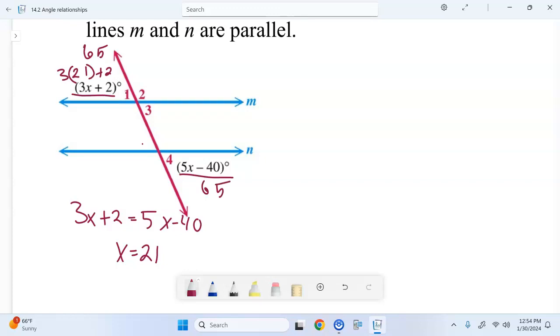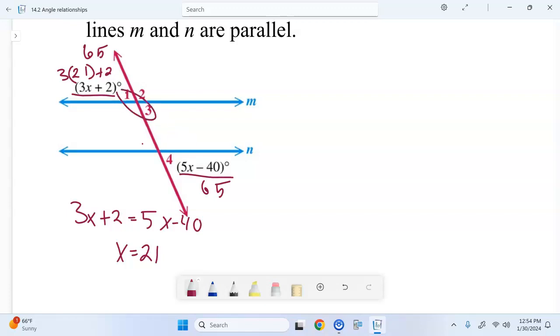Are there any other angles that will be 65? 3. Why 3? What do we call those types of angles? Corresponding. Not corresponding. It is alternate interior. Actually, let me go back. Which angles are corresponding? 1 and 3. Not 1 and 3. 1, 2 and 3 are not corresponding. 3 and 4 are corresponding. Very good. So 3 and 4 are corresponding, so they have to be the same.